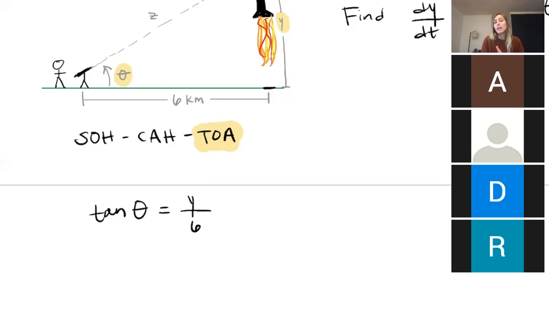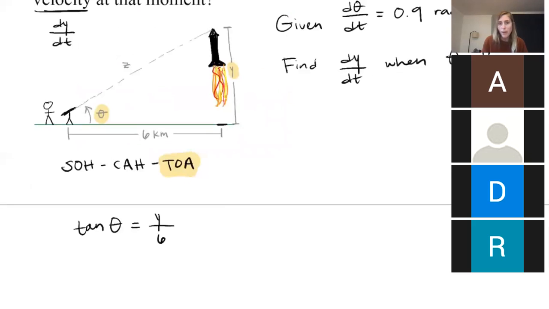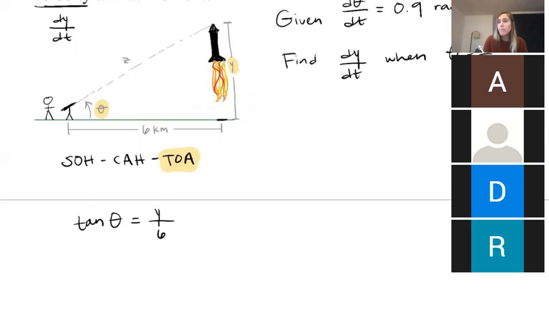And you can leave the equation as is, or because we know we're solving for dy over dt, it might be easier to just multiply by 6 on each side. So rewrite this as 6 times tan theta equals y. So before I differentiate, does anyone have any questions about any part of this?